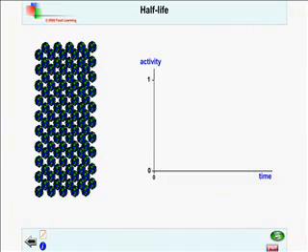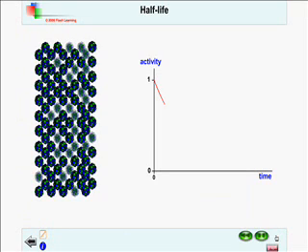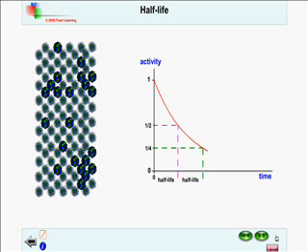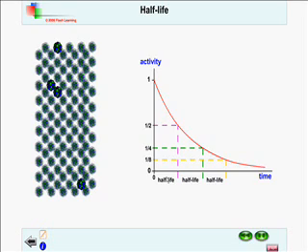If I were to plot this on a graph, I can see as the nuclei on the left are giving off their radiation, and the activity is plotted on the right, I get a curve. We call this a half-life curve. On the screen, you should be able to see how to calculate the half-life of a radioactive substance from the graph.